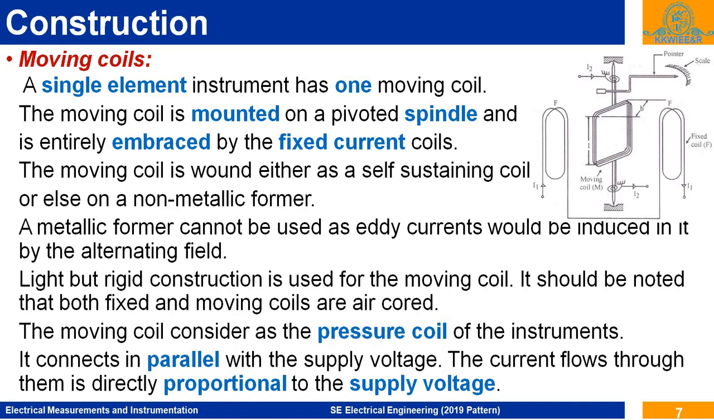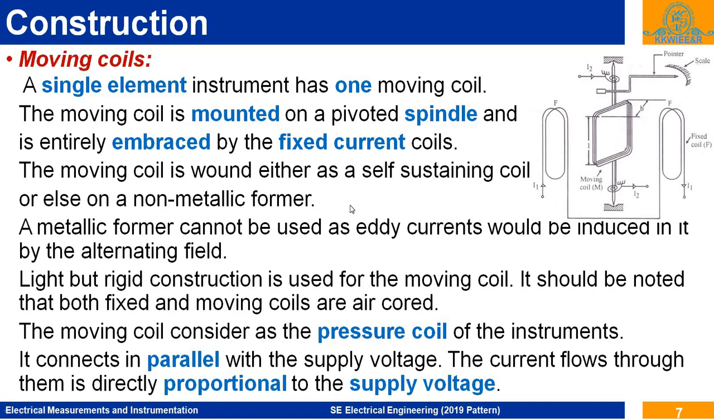And in this case, a small diameter or thin conductor with a number of turns is used in the moving coil. So this is the construction of the moving coil. It is mounted on a pivoted spindle. It is embraced by a fixed current coil.